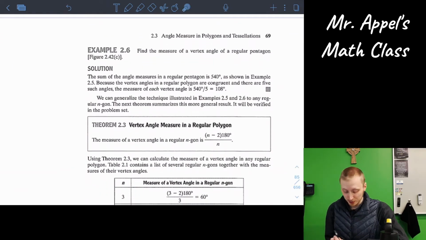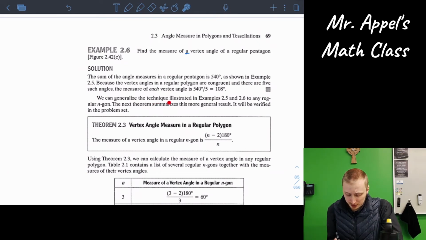All right. So now can you find the measure of the vertex angle of a regular pentagon? Oh, a vertex angle. Oh, just one now, not the sum of them all. Well, we know the sum of the angle measures in a regular pentagon is 540 degrees, as we already found out in the prior example. Because the vertex angles in a regular polygon are congruent, there are 5 such angles. The measure of each vertex angle must be 540 degrees divided by 5. Right? They're all the same, which is 108 degrees.